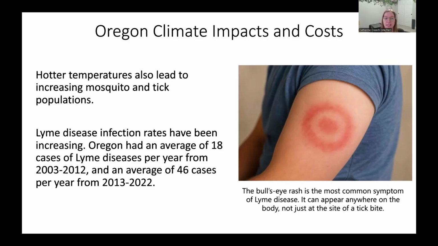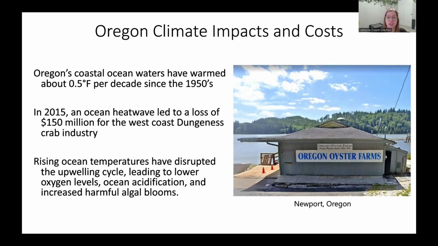Oregon had an average of 18 cases of Lyme disease per year from 2003 to 2012. And in 2013 through 2022, we had 48 cases, so way more than double. Oregon's coastal oceans have warmed about half a degree Fahrenheit per decade since the 1950s. And Oregon is not feeling the change in our water temperature as severely as other states. So we are progressing a little more slowly in this. We're definitely feeling the temperature effects right now, but this is a more slow process. But just because it's a slow process doesn't mean that it's not having an impact.